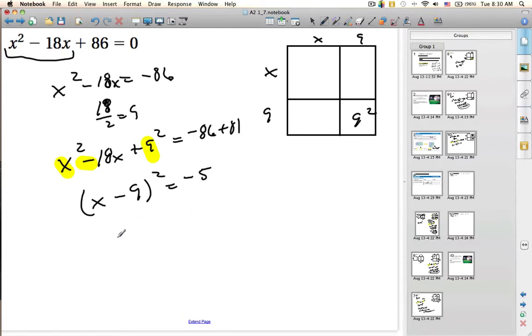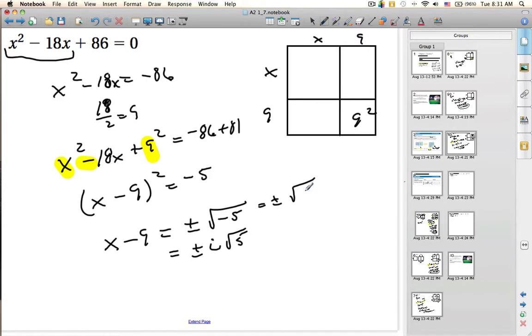And when I take the square root of either side, x minus 9 equals plus or minus root negative 5. Well, root negative 5, I know that that is i root 5, right? So I factored a negative 1 out. If you think about this, this is the square root of 5 times the square root of negative 1. Negative 1 equals i. Okay? And now the last thing I'm going to do is add 9 to either side. X is equal to 9 plus or minus i root 5.